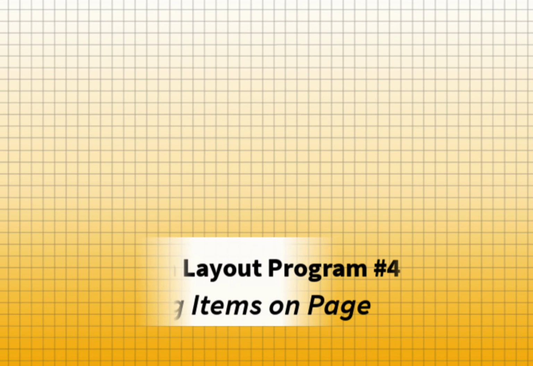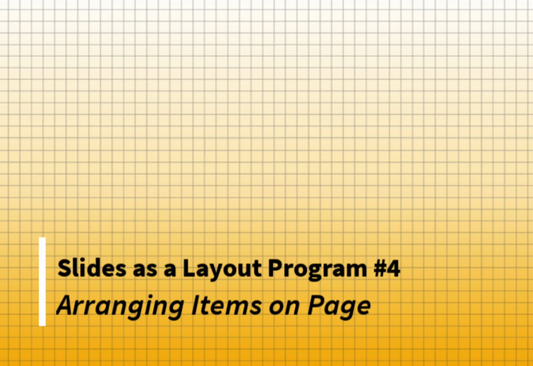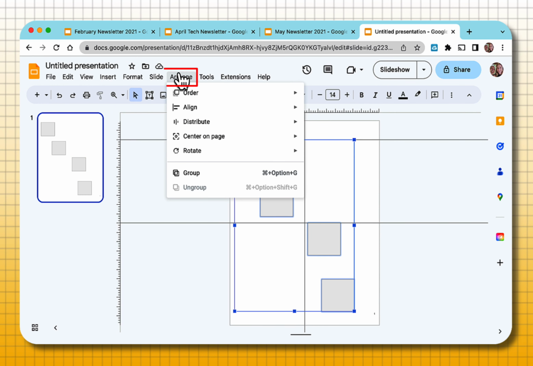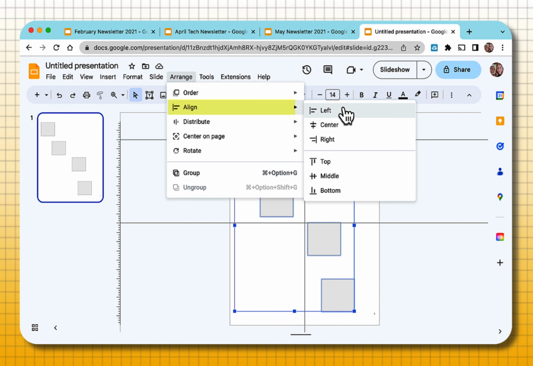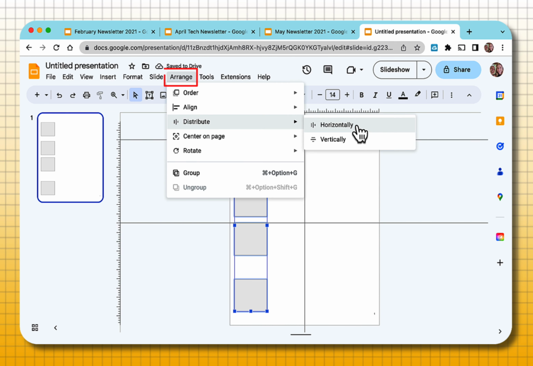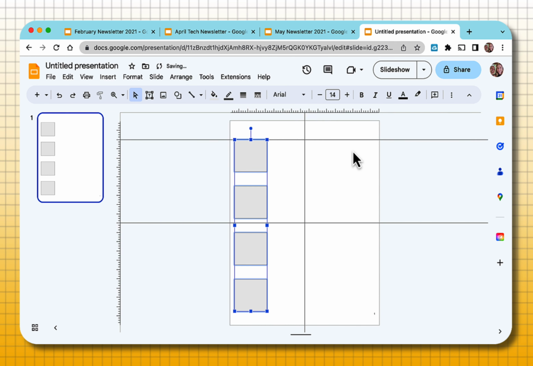Fourth reason is that you have the ability to arrange the items on your page. You can align them and you can distribute them. When you have your element selected, come to the Arrange menu. This is where you can align things to the left, center, right, top, middle, bottom. I'm going to align these boxes to the left, and then I'm going to go back to the Arrange and I'm going to distribute these vertically, nice and even.